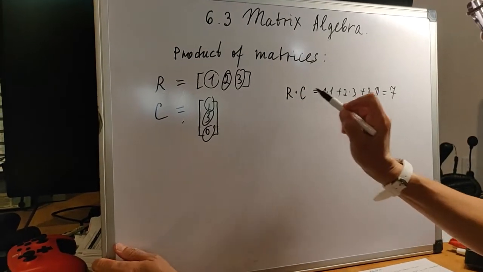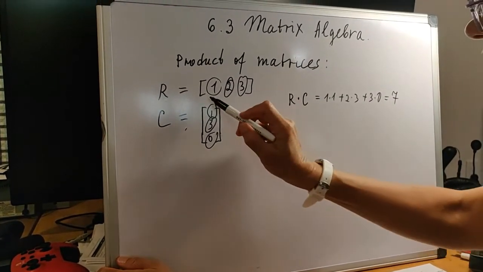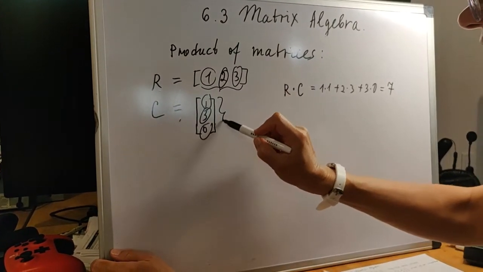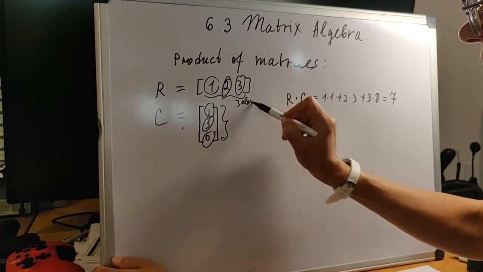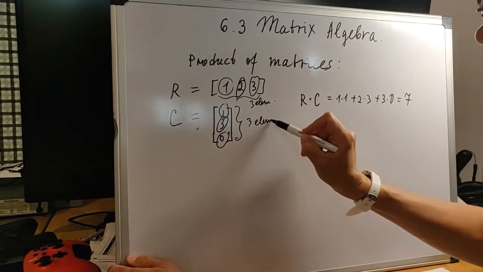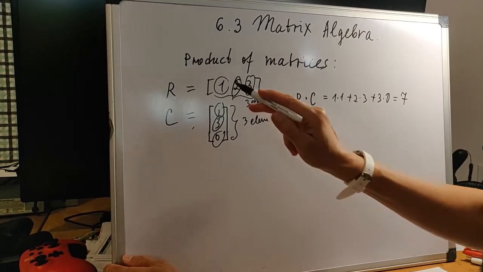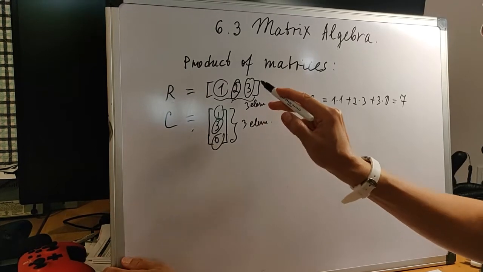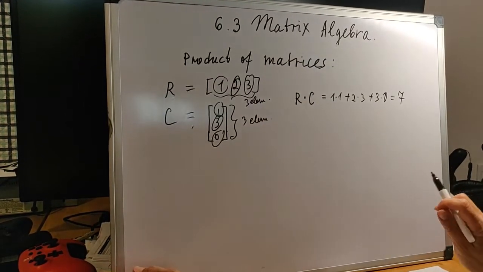To make this formula work, we're supposed to make sure that we have the same number of elements here and here. So it's 3 elements here and 3 elements here. Otherwise, you're going to end up with a missing element either here or here if you have a different number.